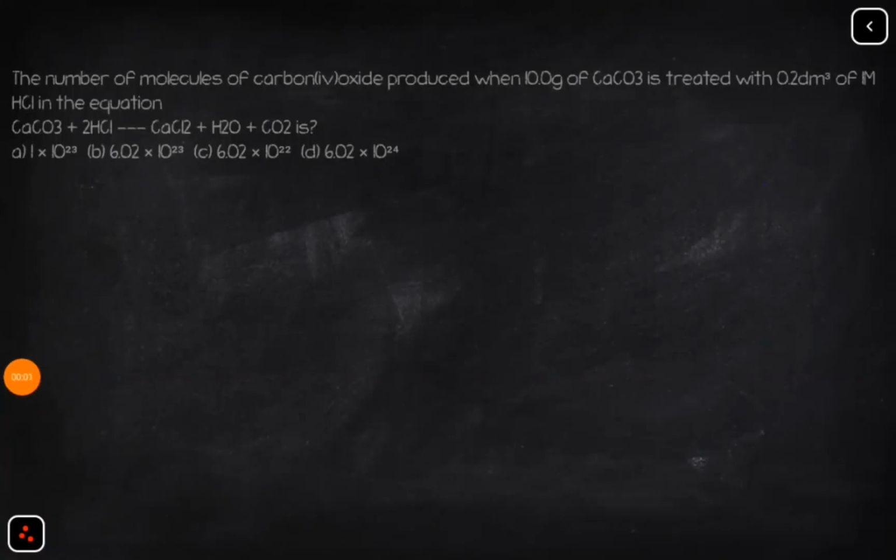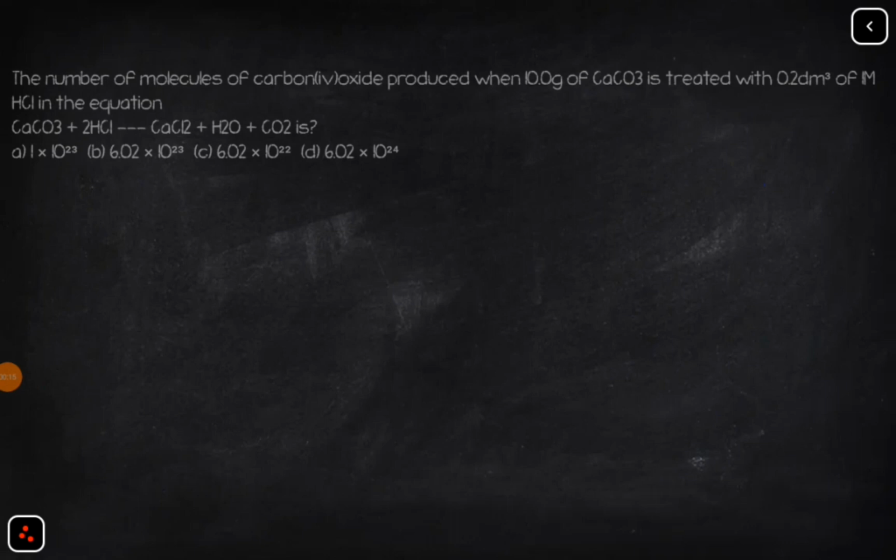So good day guys, today we'll be talking about stoichiometry in chemistry. Actually, stoichiometry comes from two Greek words, stoichio and metric. Stoichio means element, while metric means measure. So, the measure of elements.